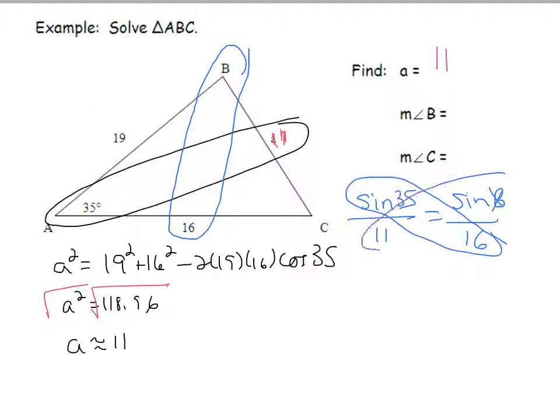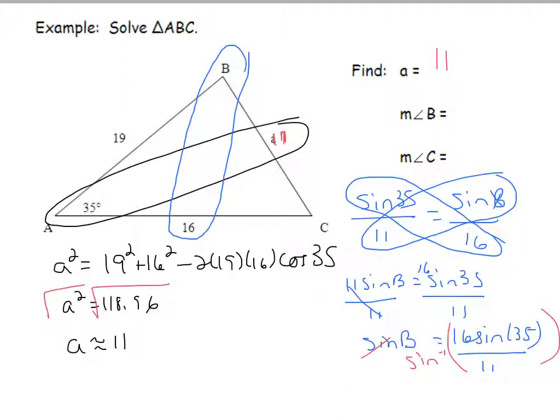Go ahead and use your law of sines, please, to help you solve for B. All right, so we cross multiplied, you get 11 times the sine of B equals 16 times the sine of 35. Divide by 11 and take your inverse. Hopefully, when you calculated this, angle B should be 57.